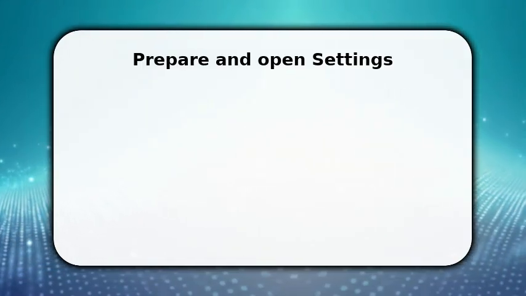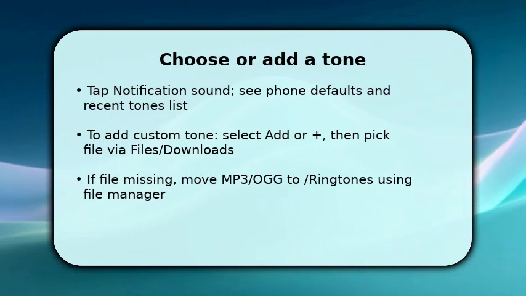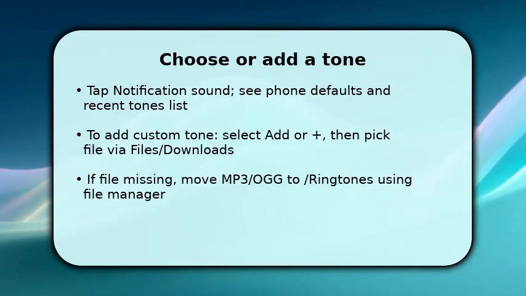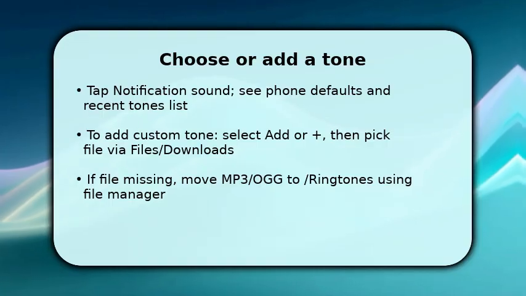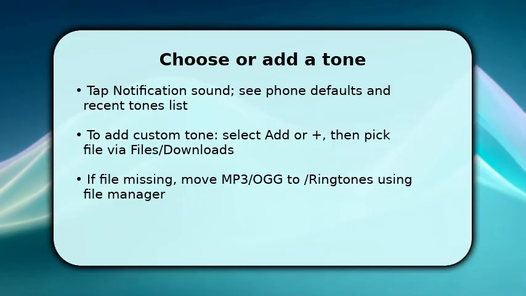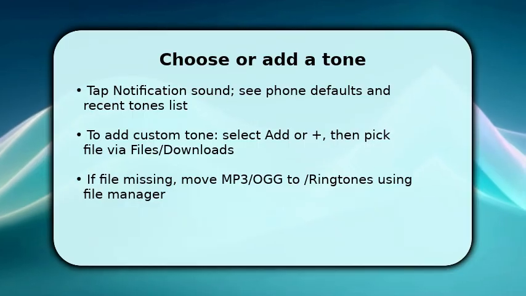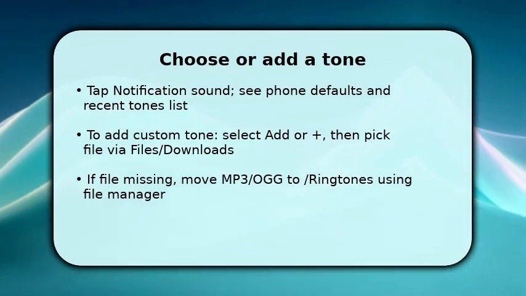tone. You now pick the sound. Tap Notification Sound to view built-in options and recent selections. If you want a custom file, choose Add or the plus icon and navigate with Files to Downloads or SD. Select the MP3/OGG you prepared. Make sure the file format is supported. Android prefers MP3 or OGG.